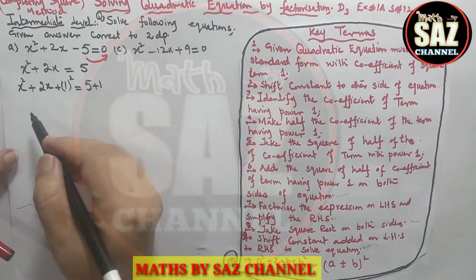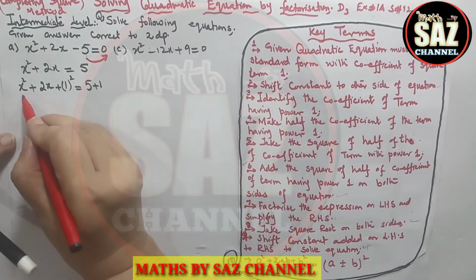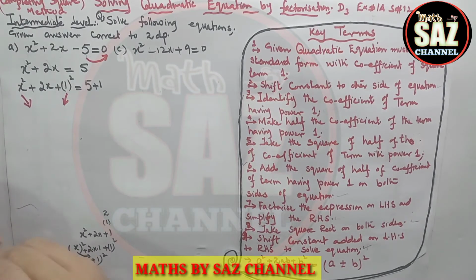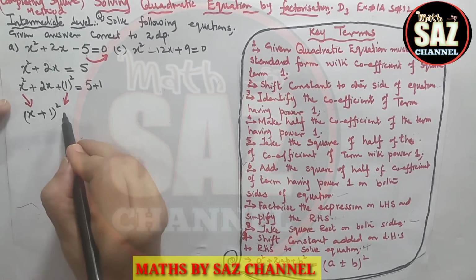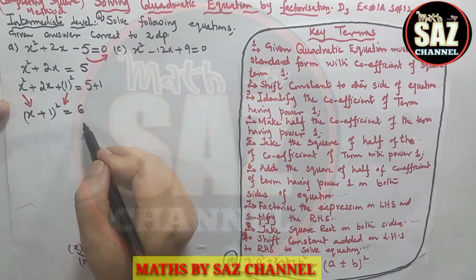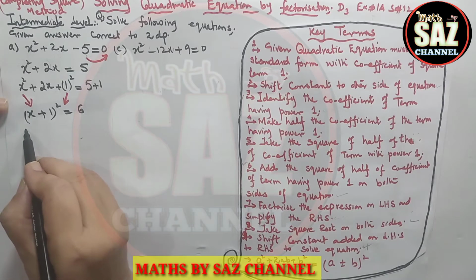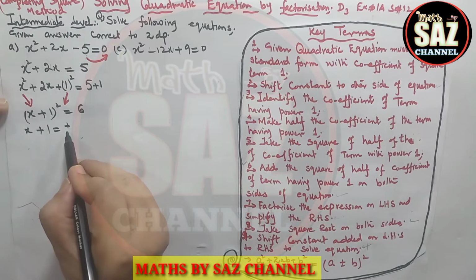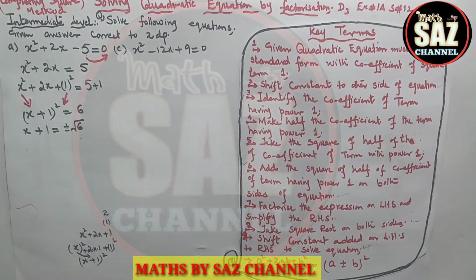It will take the form a plus b whole square, where a is x and b is 1. So I will write it in the form x plus 1 whole square equals 6. Now in order to solve the equation, I have to take the square root on both sides, and my equation will take the form x plus 1 equals plus minus under root 6. Now I have to check the value of under root 6 with the help of a calculator.